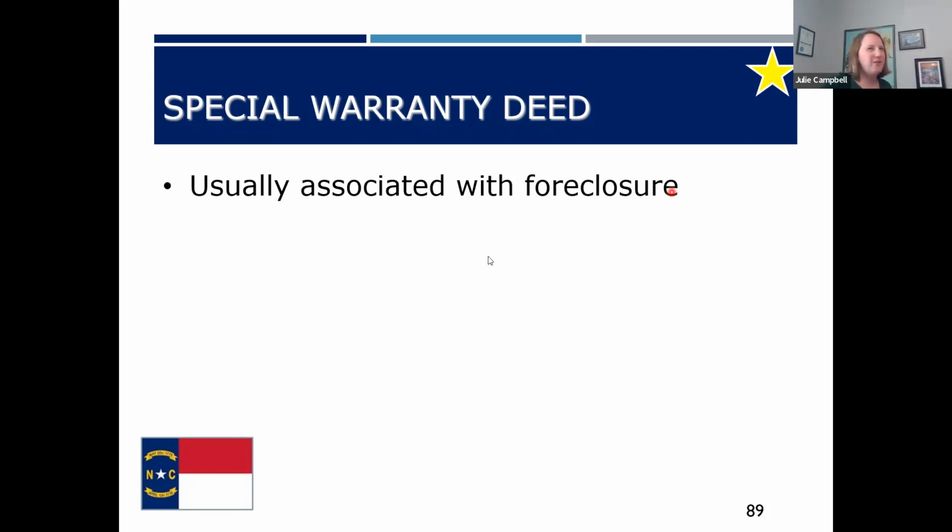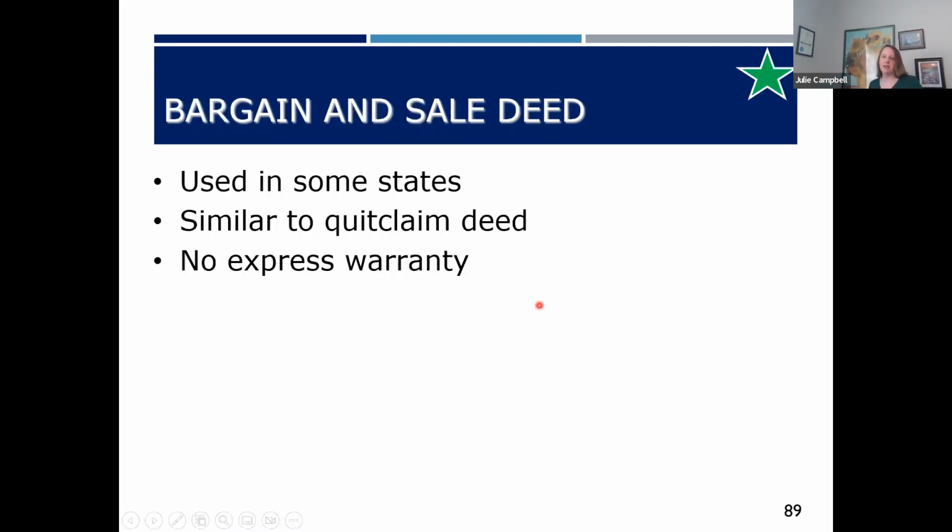Another type of deed that we have that we don't see much here in this state is something called a bargain and sale deed. This is most similar to what, in North Carolina, we use: a quitclaim deed, and that's my very next slide. So we will talk about the quitclaim deed in just a second. The bargain and sale deed says there's no express warranty. If something is express, the terms have been clearly stated. So with a bargain and sale deed, you don't have any express, you don't have any clearly stated terms.